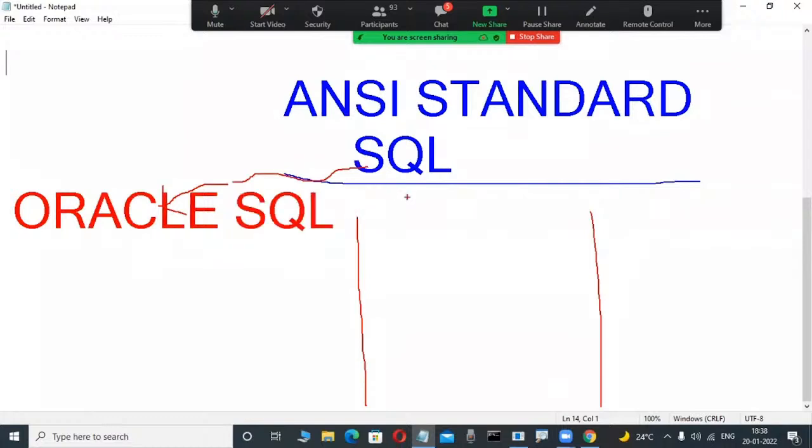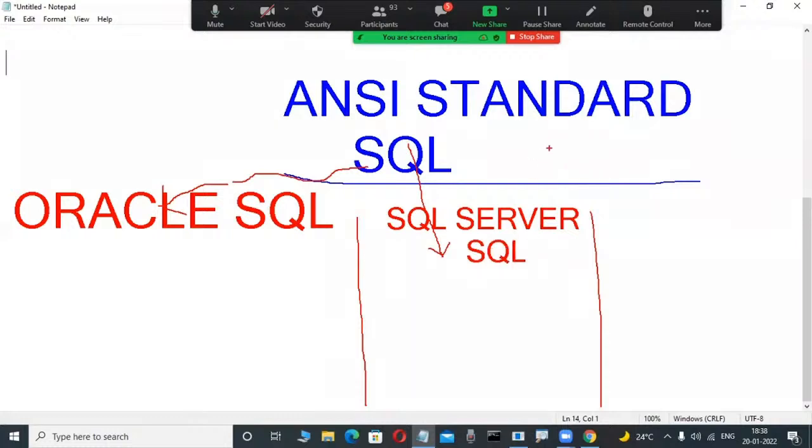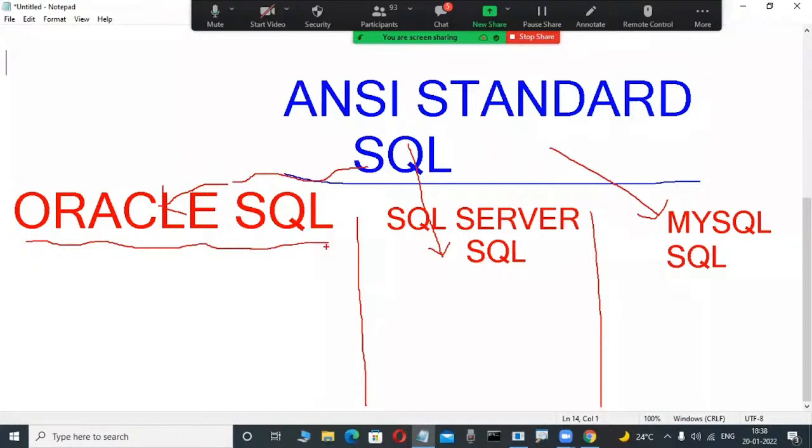So many people don't know that. Again, SQL Server, a Microsoft product, created their own SQL from this ANSI standard, called SQL Server SQL. Again, MySQL created their own SQL language from the ANSI standard, called MySQL SQL. That's why in our class we are learning Oracle SQL. How do we differentiate these? These SQL languages are conceptually the same.